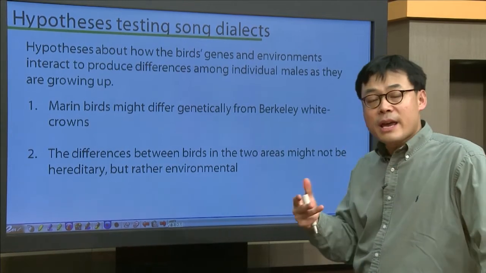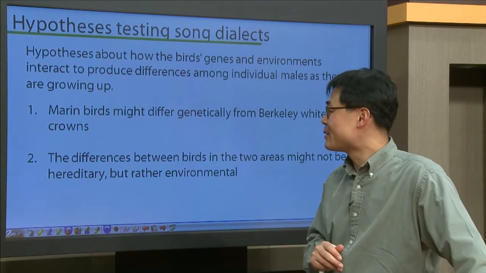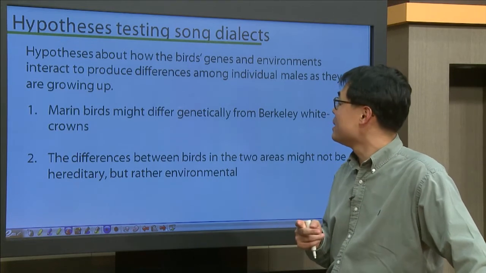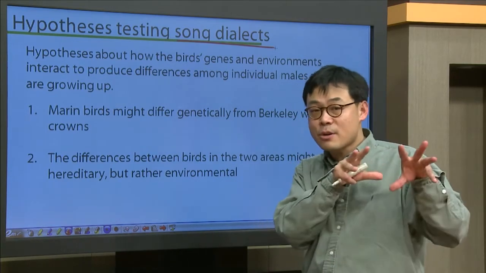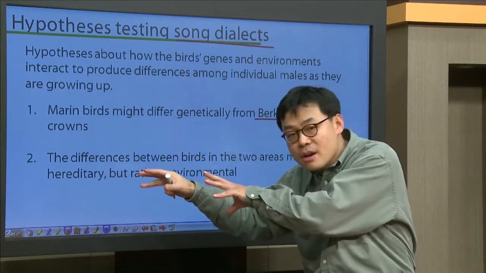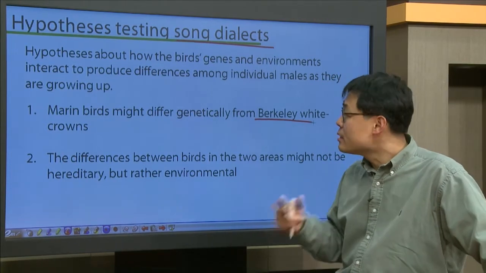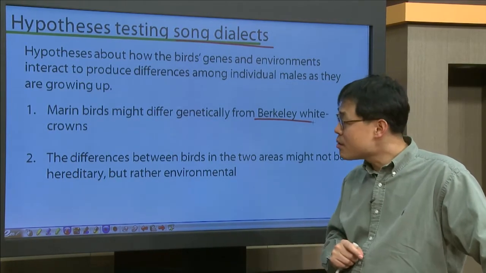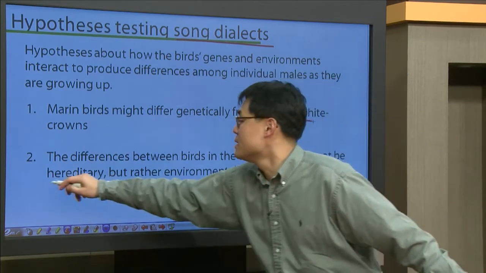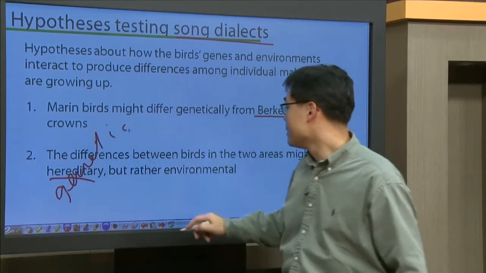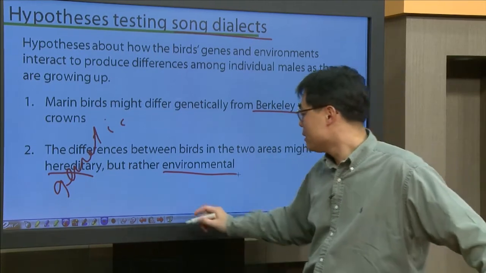So why do they have dialects, okay? Why do we humans have dialects? Well, that's what we are going to study here. There may be two different hypotheses about song dialects in bird species. The first is that the white-crowned sparrows from the Berkeley area and the Marin area are genetically different from each other, so genetics alone may explain the geographic variation in songs. Or, the differences between birds in the two areas might not be hereditary, meaning not genetics, but rather totally due to environmental factors alone. Let's see which one is right.